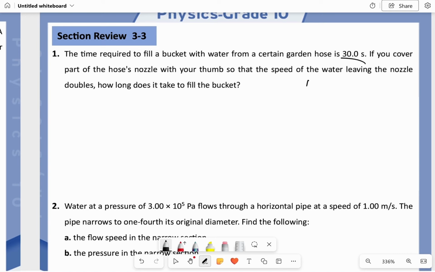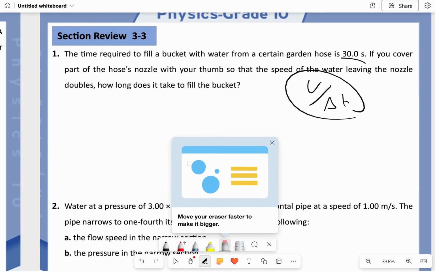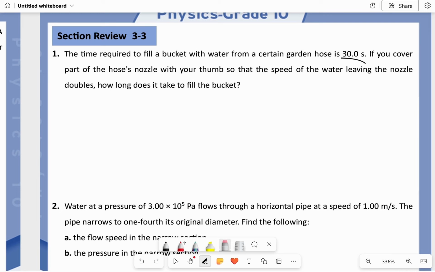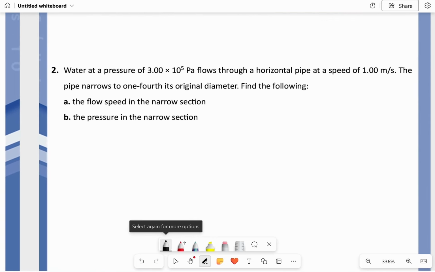The flow rate is equal to V divided by delta T. This never changes, and it is only the speed at which the fluid is flowing that changes. Maybe it's going faster this time when you cover the hose with your thumb, but the flow rate never changes. So it would still take 30 seconds no matter what you do.